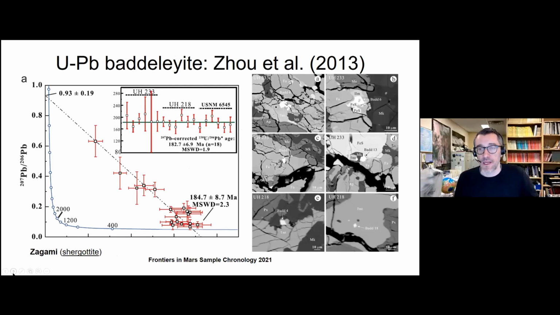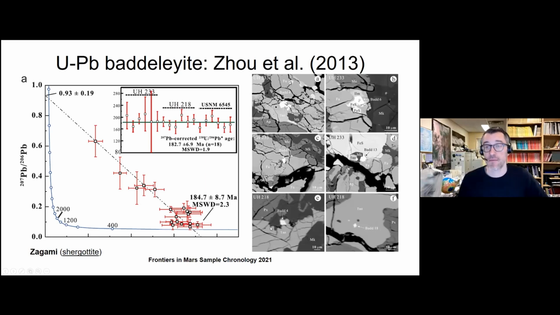Okay, then within the last 10 years, there's a couple other studies that took advantage of the accessory minerals, in particular baddeleyite. This is a study by Zhou et al. that I basically led. I had done a sabbatical at the Smithsonian in 2010, 2011, and the main purpose was to go through Martian meteorites, shergottites in particular, and map out where baddeleyite occurs. And you can see some occurrences here.